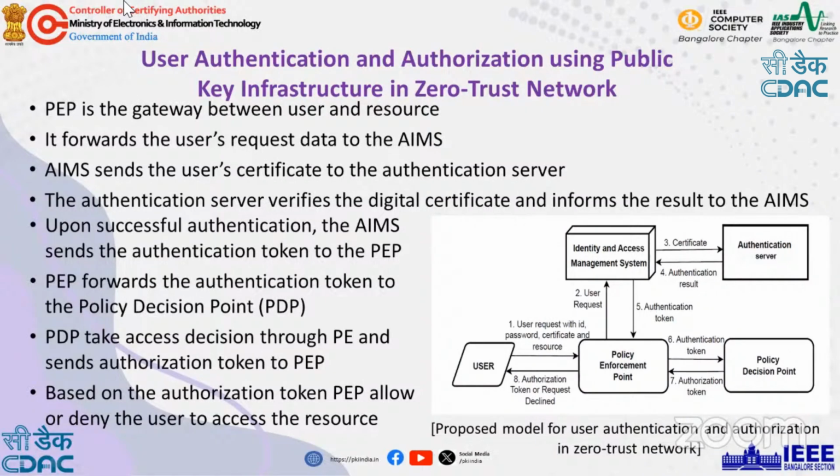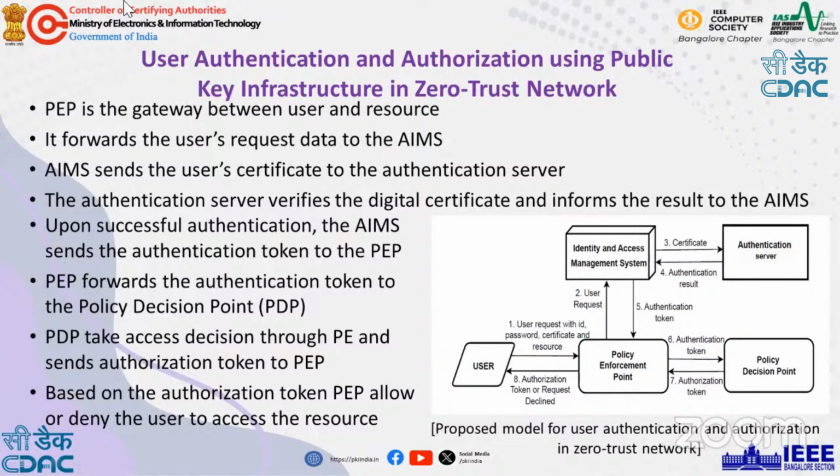So here, if any user wants to access the enterprise resource, then the user needs to first send a request to the policy enforcement point. In the request, it can be the user ID, password, the certificate, and the type of resource the user wants to use. Then this request first goes to the policy enforcement point of the Zero Trust architecture.